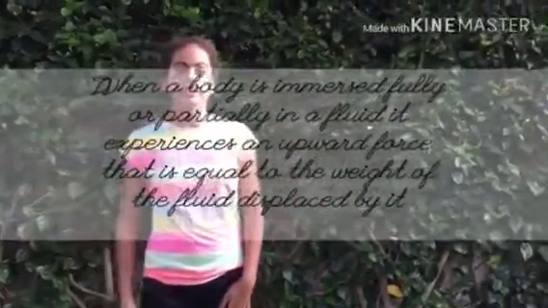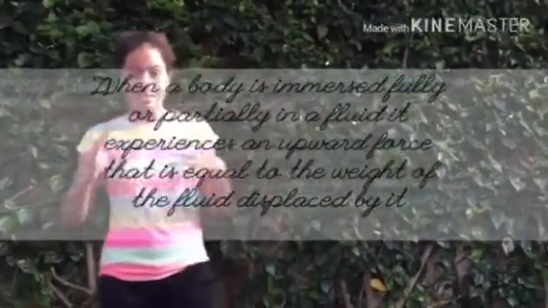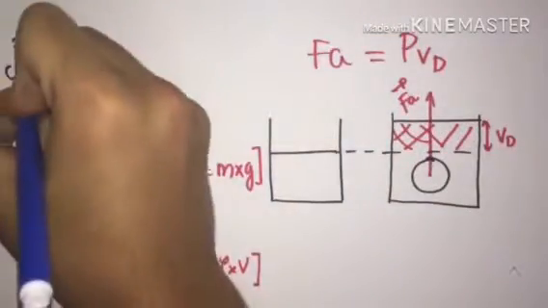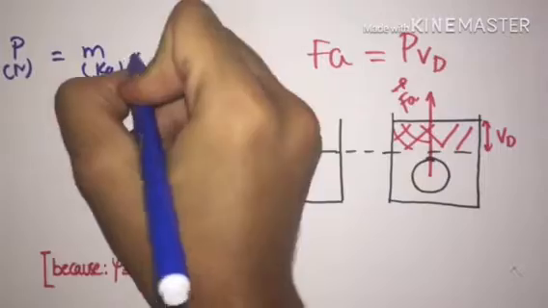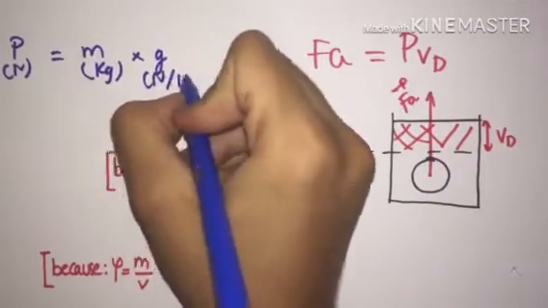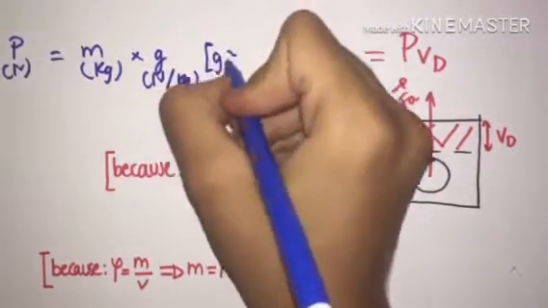When a body is immersed fully or partially in a fluid, it experiences an upward force that is equal to the weight of the fluid displaced by it. We all know that the weight of an object is equal to its mass multiplied by the acceleration due to gravity, little g, which approximately equals 9.8 Newton per kilogram.